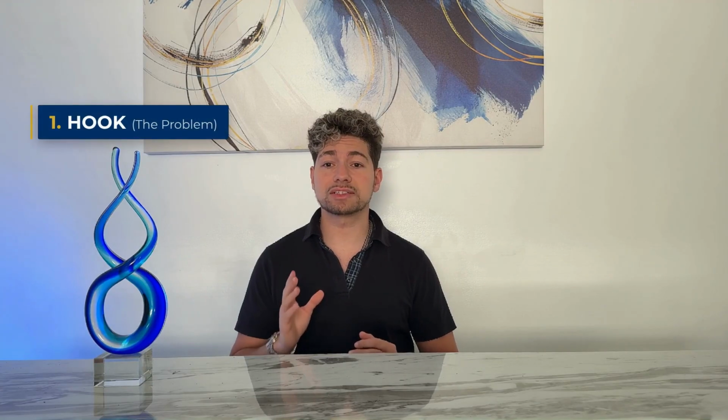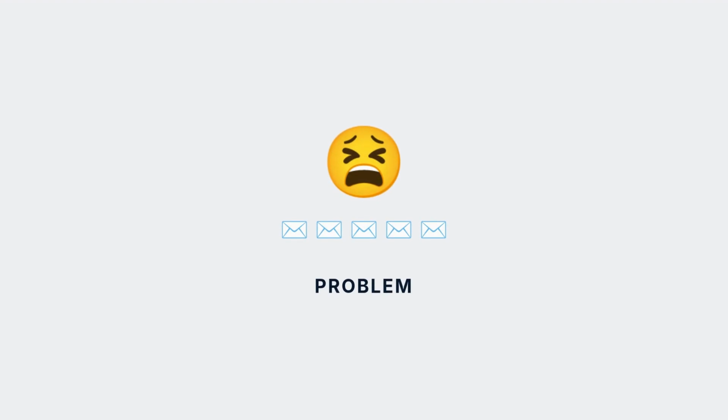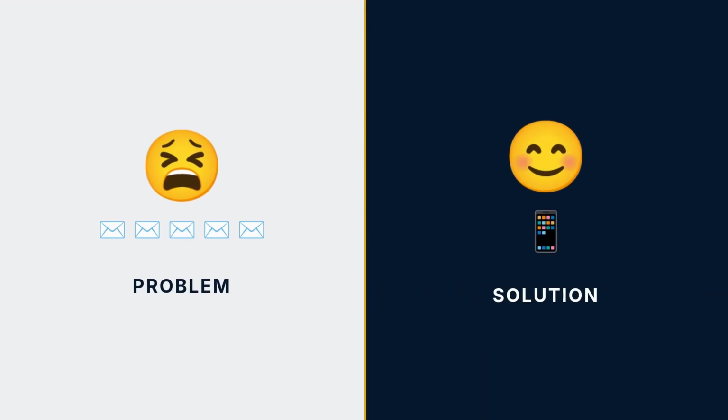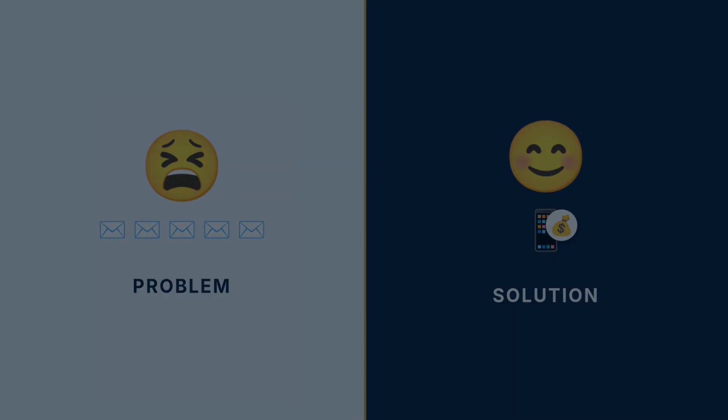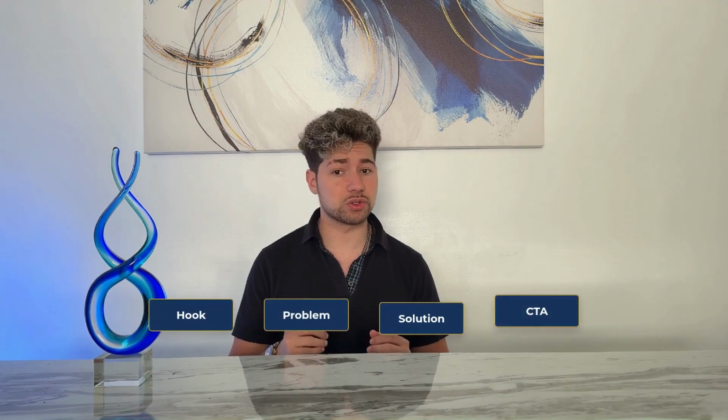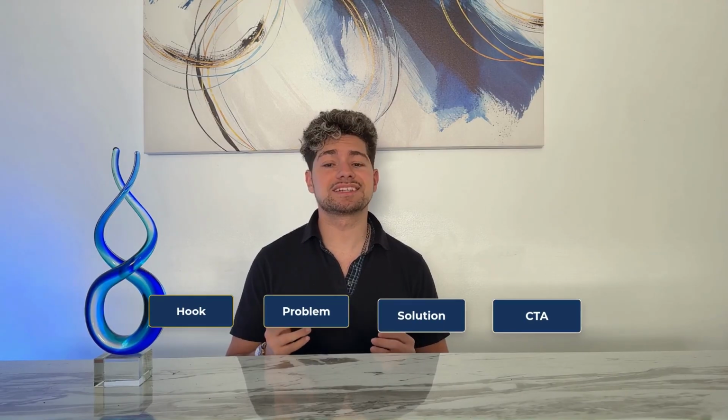Simple creative framework. Here's a simple formula that works very well. Start with a hook, something that calls out a problem. Then, explain the situation your customer is experiencing. After that, show the solution. And finally, tell people what to do next. Hook, problem, solution, call to action. Simple, but extremely effective.